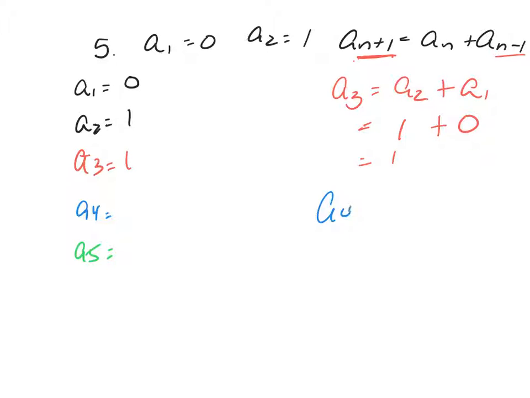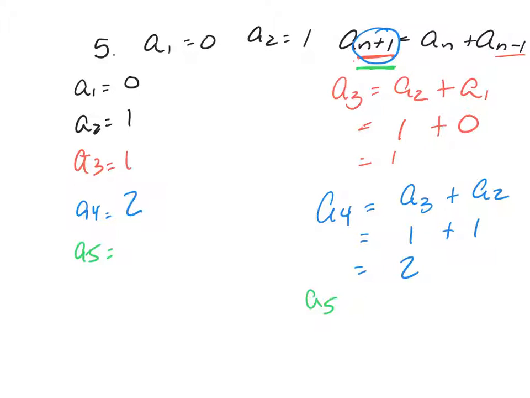So to find a4, what does n have to be here in order for that to be a 4? 3. So it's going to be a3 plus a2. So you're adding the 2 before it in this one. Every one is different. You might have to multiply, then add. You might have to do a bunch of things. So a3 is 1, and a2 is 1, so that's equal to 2. And now to find a5, what does n have to be for a5? It has to be a 4. So that's going to be a4 plus a3, which is going to be 2 plus 1, which is 3.